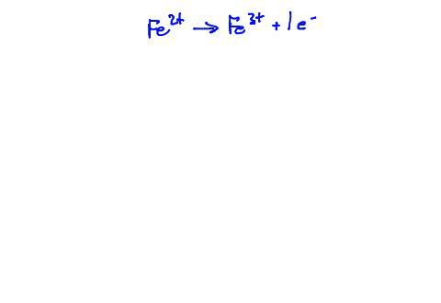Then we're going to do the dichromate one. So we've got Cr2O7 2-, and it turns into Cr3+. Now what's the first thing I have to balance? The chromium. I don't do oxygen and hydrogen until everything else is balanced. So I need to put 2 chromiums here, right? Now the only things left to balance are oxygens and hydrogens.